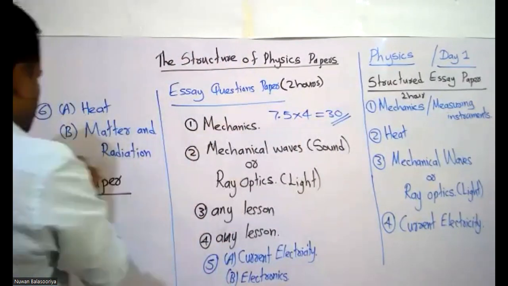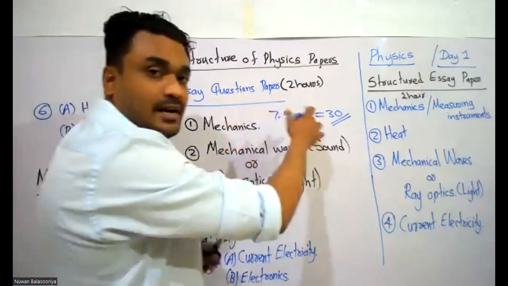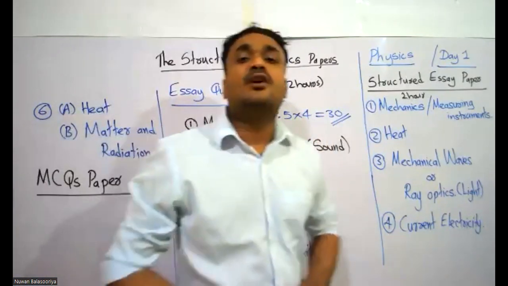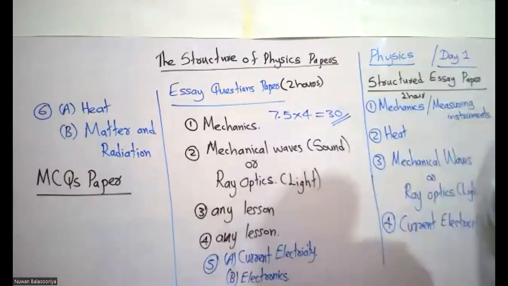Put a star point before the MCQs paper. Put a star point and write before the MCQs paper subheading. Each essay question has 7.5 marks.